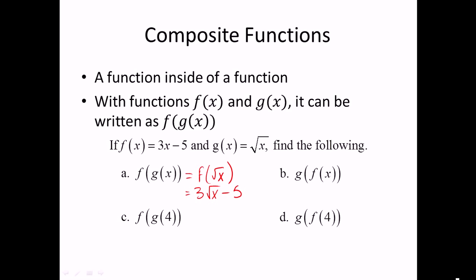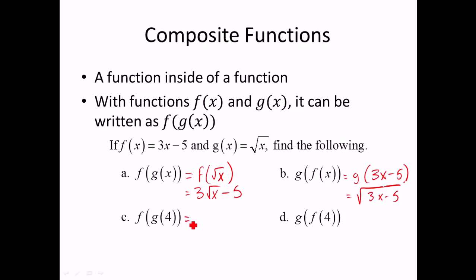G of f of x is the other way around, so this is going to be g of 3x minus 5, and then we just take the square root of that. So the square root of that will just be the square root of 3x minus 5. That's what g tells us to do.